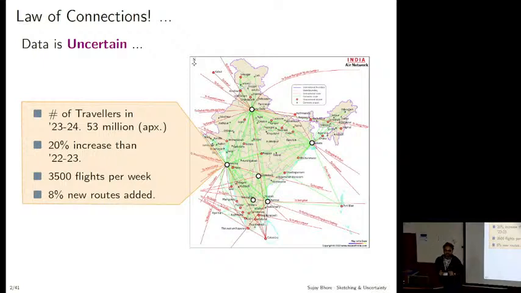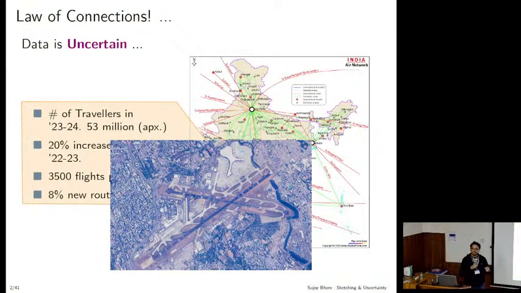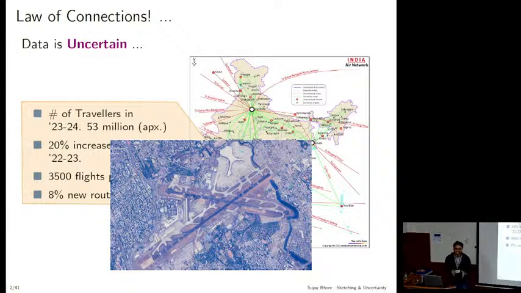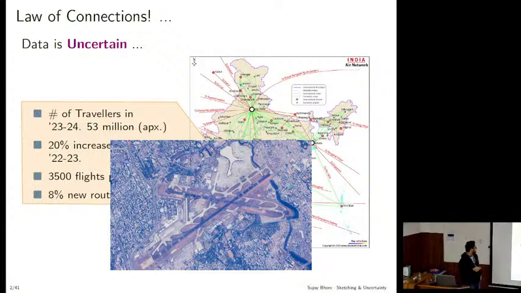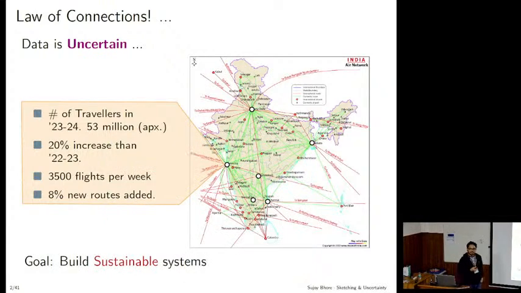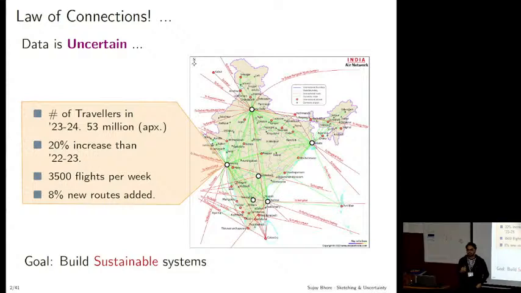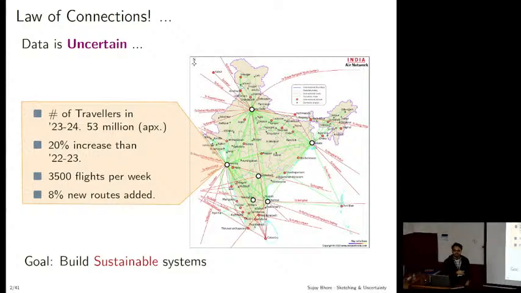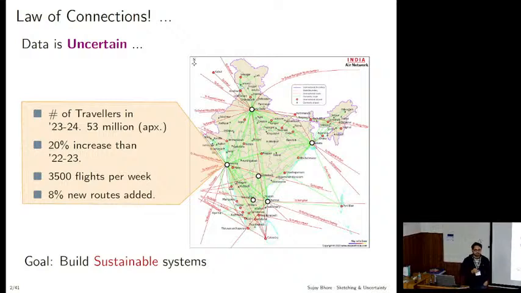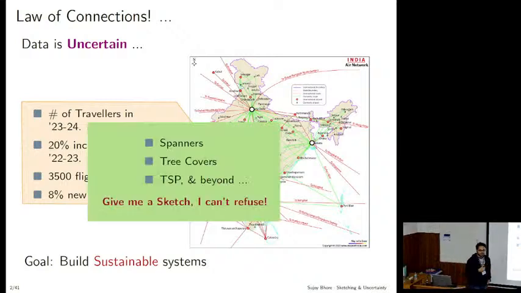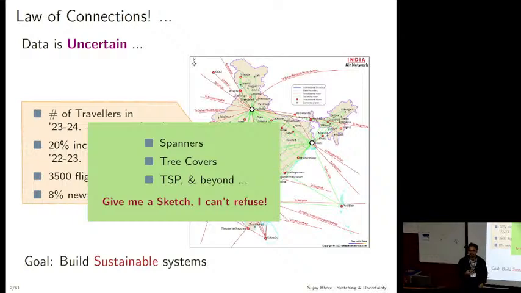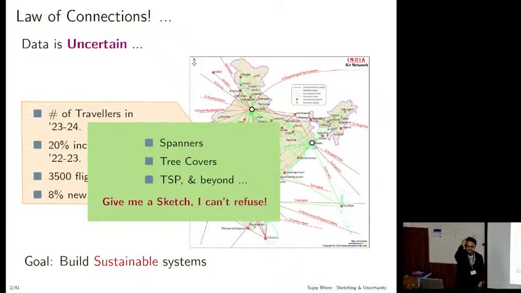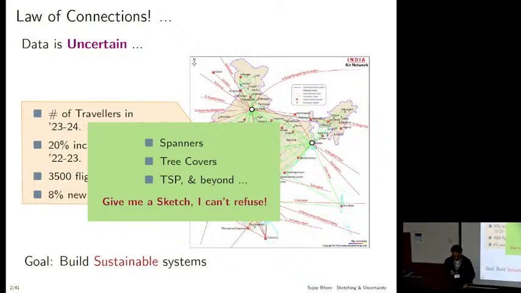And to make this scenario worse, they actually have 2 runways which are intersecting each other due to the geographical constraints, of course. It's an island city, sea everywhere. So you want to build systems which are futuristic, which are sustainable, that don't fail often against adversarial inputs. So what is the solution to this? You want to build network systems like spanners, tree covers, TSP, and beyond, and all of these kinds of optimization questions. In short, give me a sketch that we cannot refuse for a long period of time.